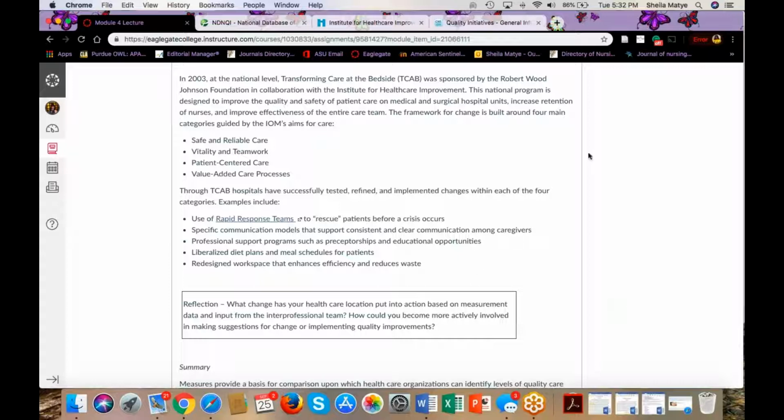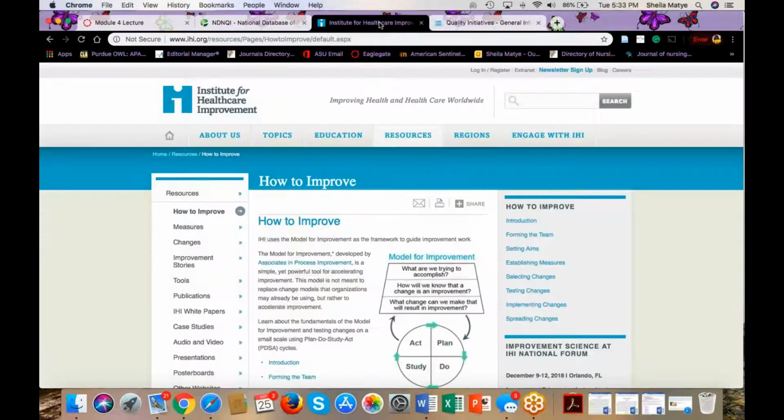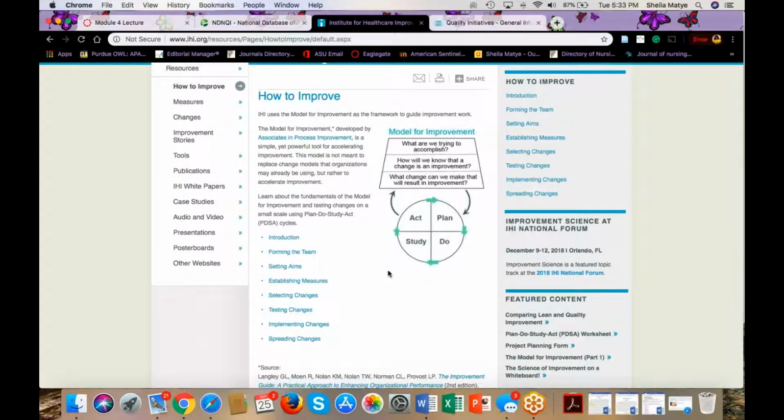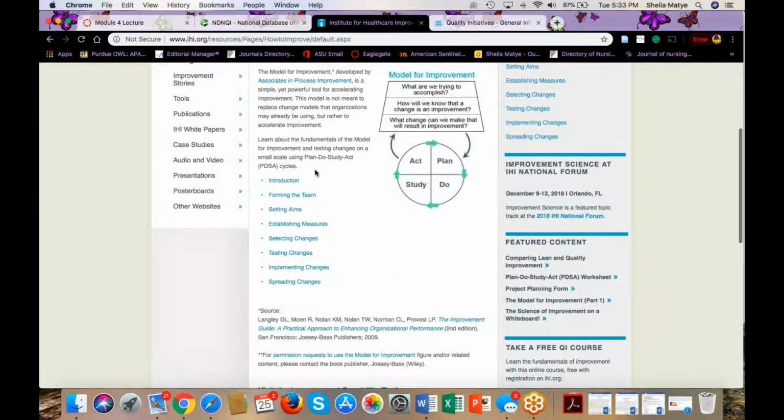And so let's look at this IHI. And I would guide you to this when you want to talk about the Plan, Do, Study, Act. They give you really good insight right here of what is involved in the Plan, Do, Study, Act cycle.